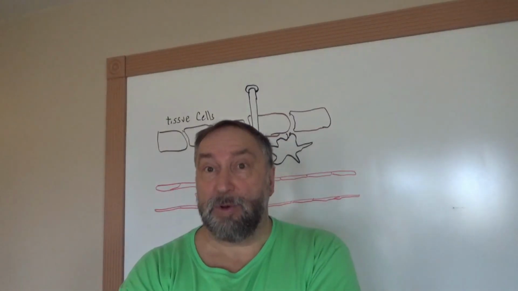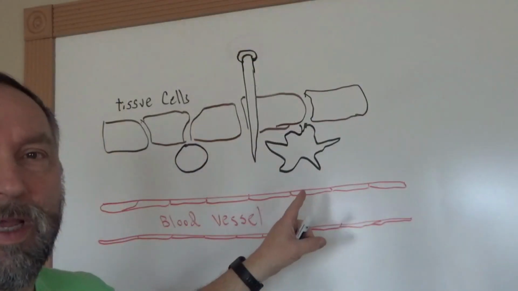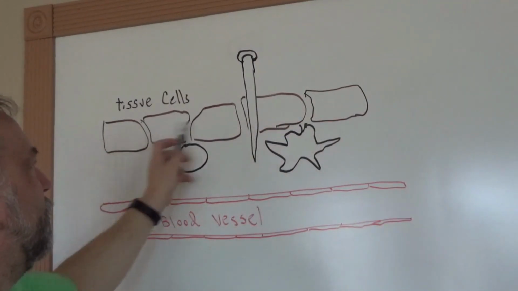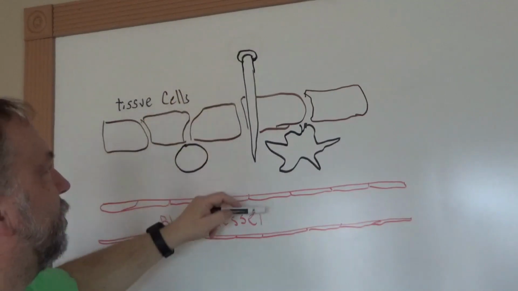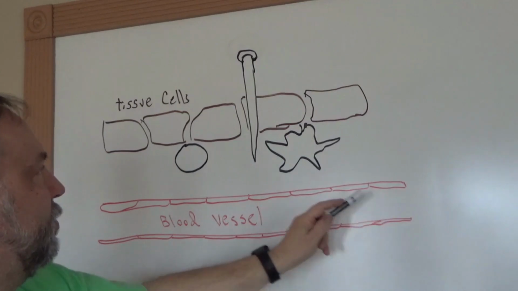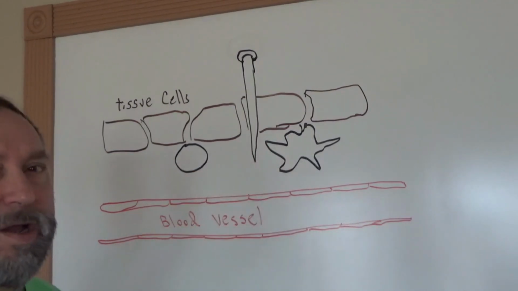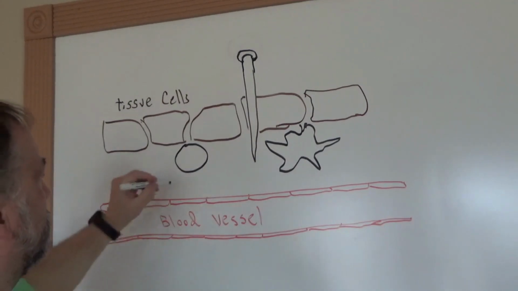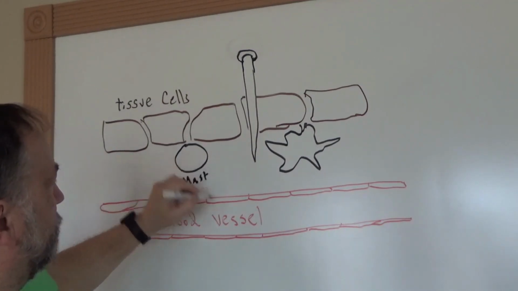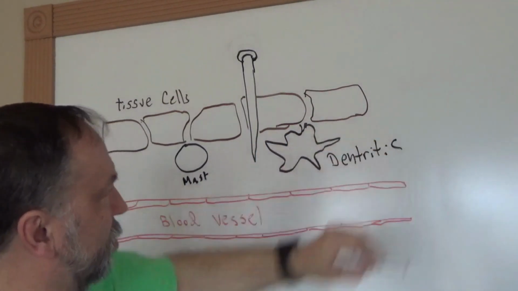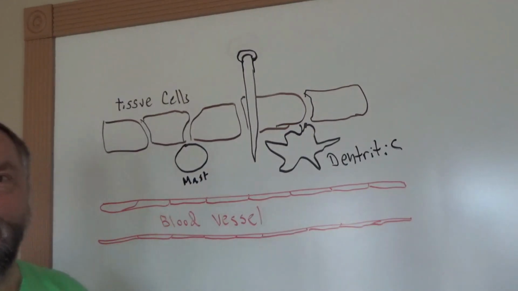Going to talk about the inflammatory response. Over here on the board, I've drawn out some tissue cells. This would be like the skin, and I drew a nail coming down into the skin, and a blood vessel down here, and a couple of immune cells that you have that lie right under the skin: mast cells and dendritic cells. They lay right under the skin and wait for pathogens to come in so that they can start the immune response.